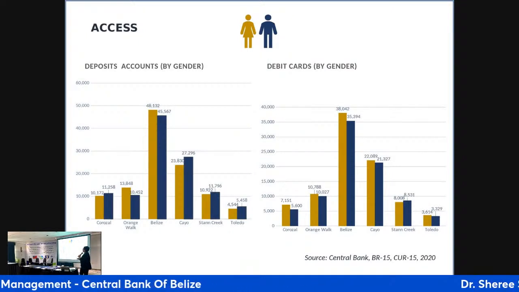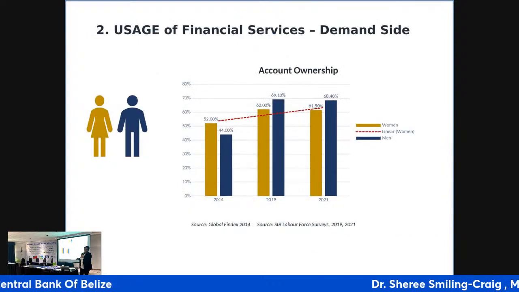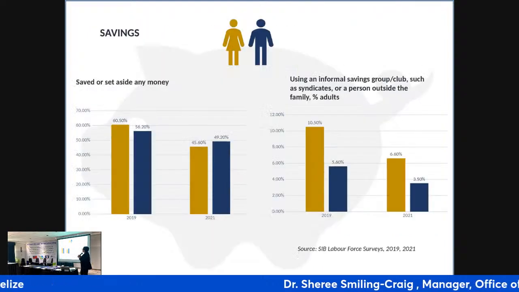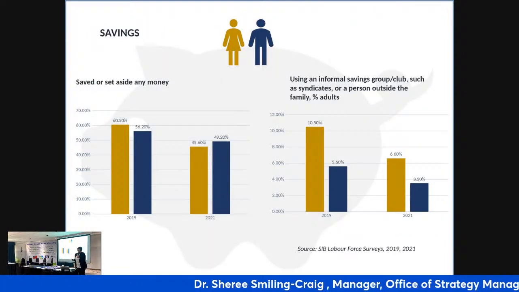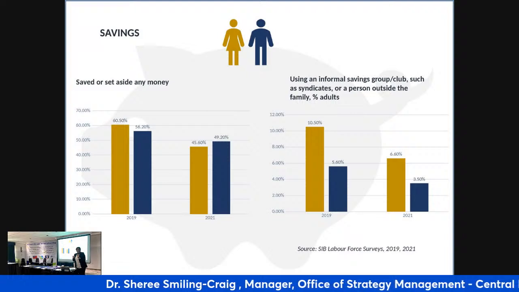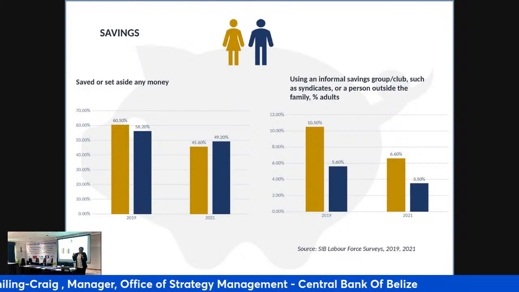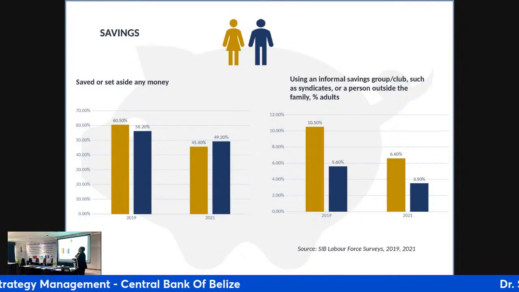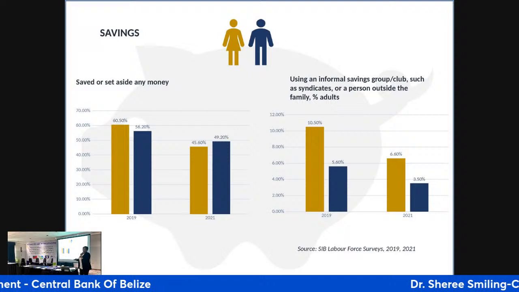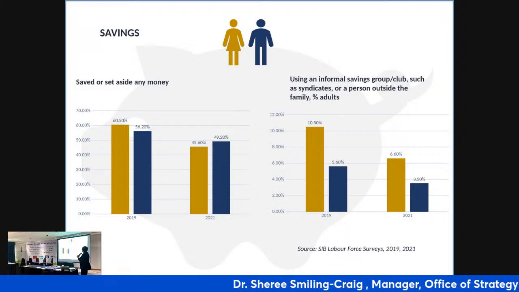Savings. And we have more data, I just pulled out some of them for you. Savings, who set aside money? In 2019, the women did, but what happened in 2021? They had to spend it to keep the households going, right? So they pulled out the savings from somewhere in 2021.